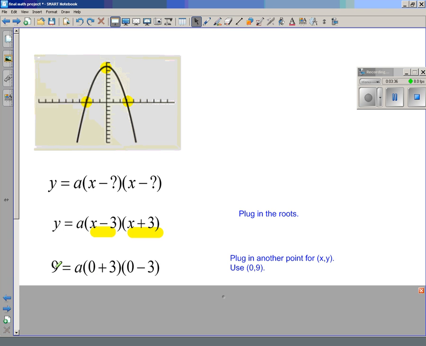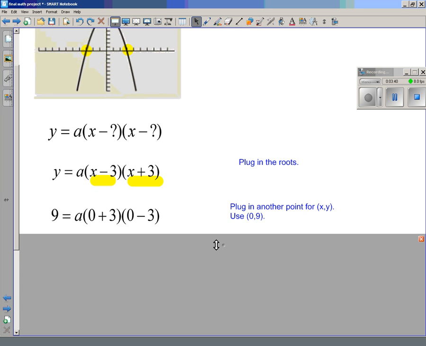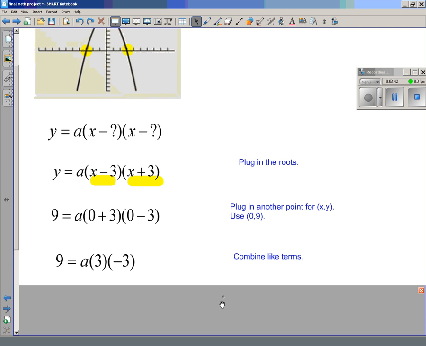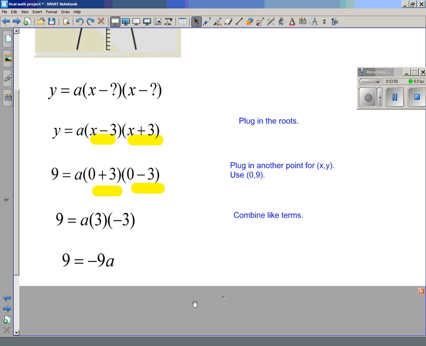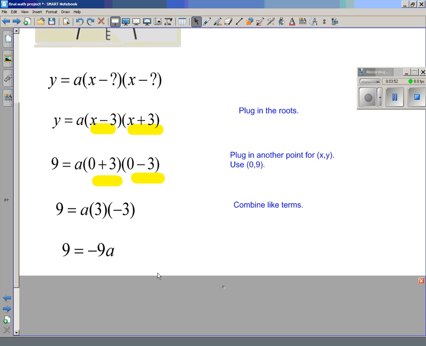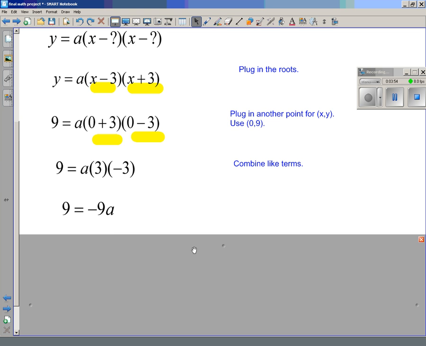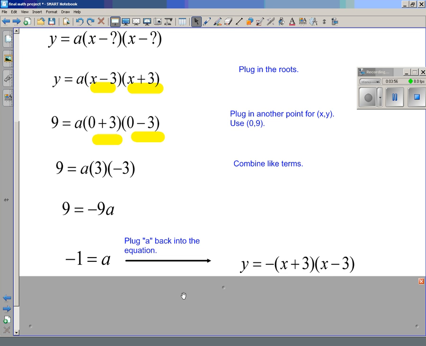When you plug that in for x and y, you get 9 equals a(0 plus 3)(0 minus 3). You can combine the like terms in the parentheses to get 9 equals a(3)(negative 3). 3 times negative 3 is negative 9. So you get 9 equals negative 9a. To get a by itself, you have to divide both sides by negative 9 to get negative 1 equals a.